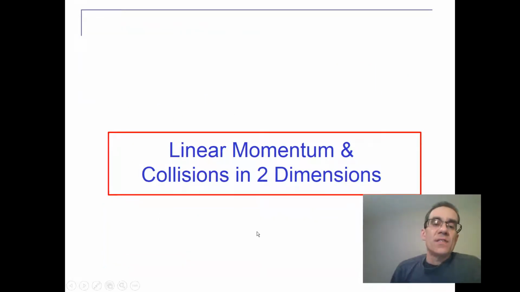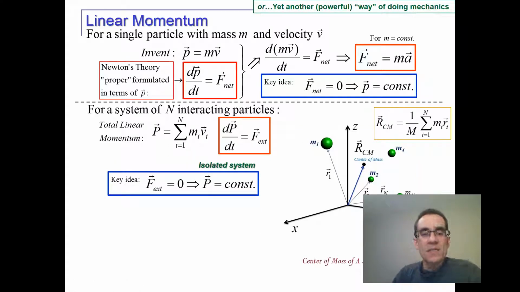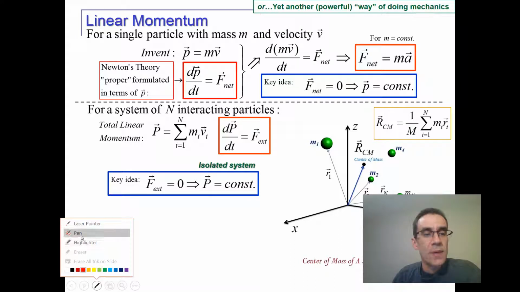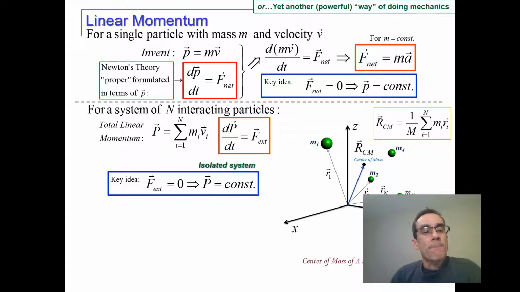We have studied the essence of linear momentum, and that essence is summarized in this page here. Linear momentum is this quantity we invented, which is basically the velocity of the particle times its mass. It's particularly useful because when the net force on the particle is zero, we can think of the linear momentum as being a conserved quantity.